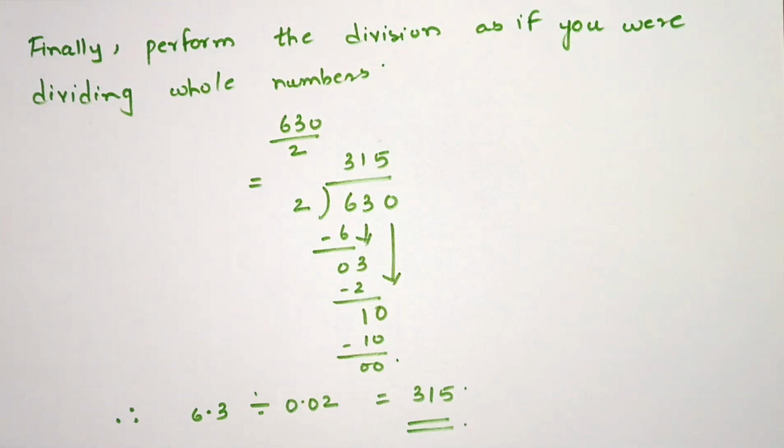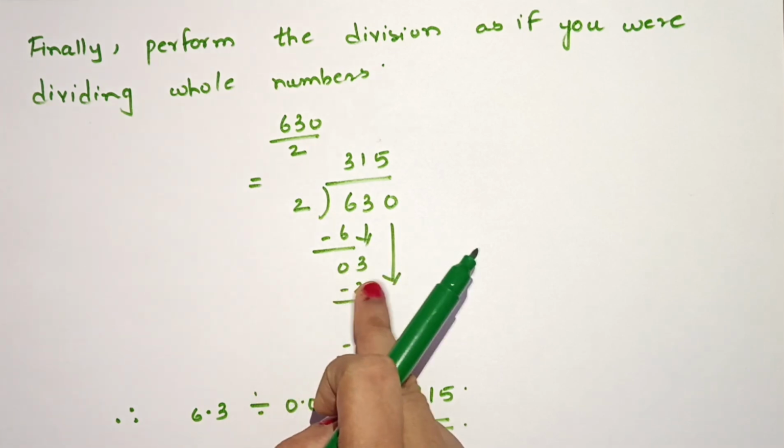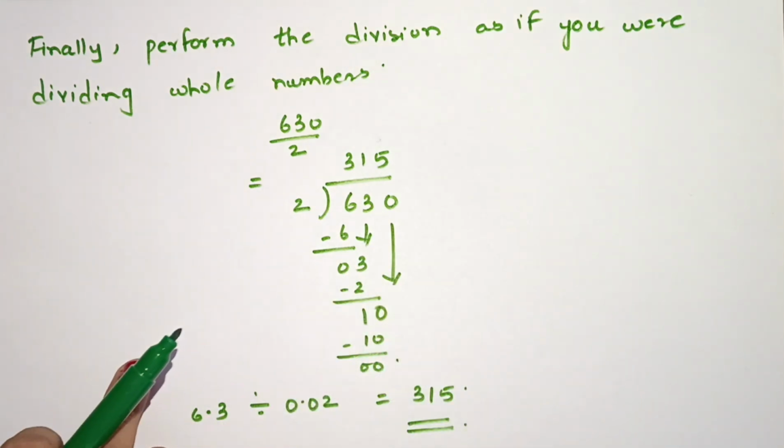In this way, what have we learnt? We have learnt how to convert the decimal number of the divisor into a whole number. What is step 1? Step 1 is you have to get rid of the decimal point of the divisor by moving the decimal point of the dividend as many positions to the right as the number of decimal digits the divisor has. Are you understanding? And then finally we performed the division as if we were dividing by a whole number. Now let's switch to the next example.